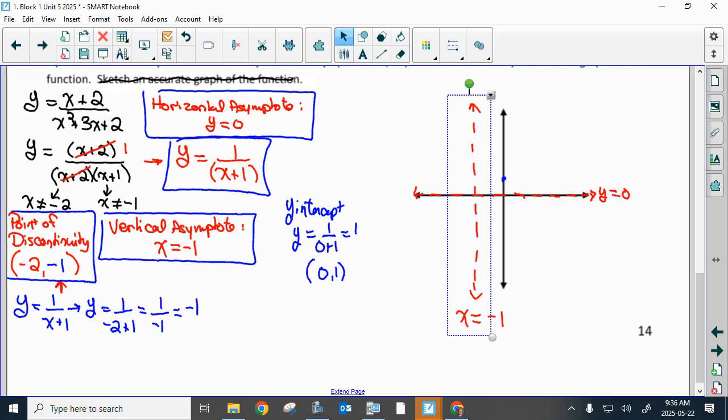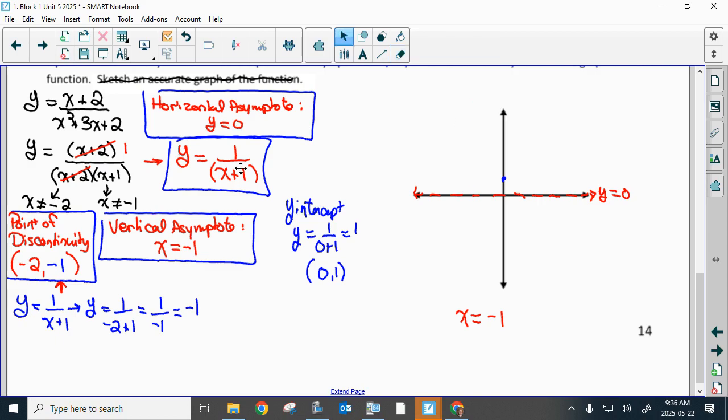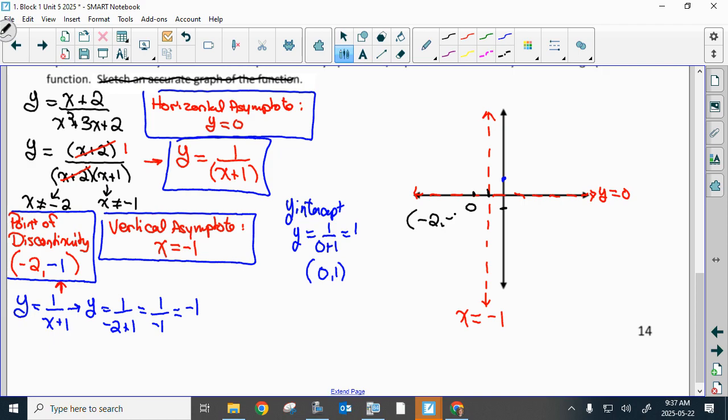This is really bugging me that it's so far over. I'm just going to erase that and start again. Okay, so there's my y-intercept. I have to put in a point of discontinuity, so at -2 and -1. If this is -1, this would be -2. I have to put a hole at (-2, -1), and I have to label it as a full ordered pair. That's my point of discontinuity.